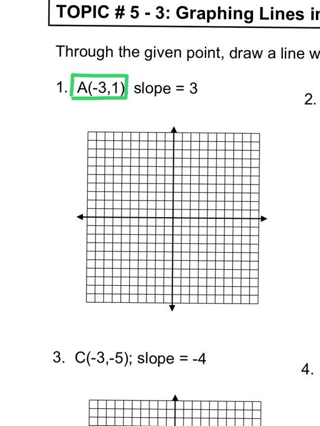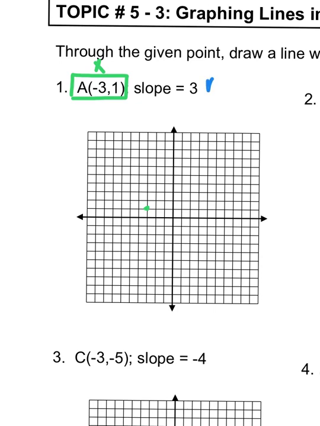Remember, we start at the origin, and the first x value means that we go left or right. Because it's negative, we'll go left, -3, and up 1. And there is our point. From our point, we'll use our slope.